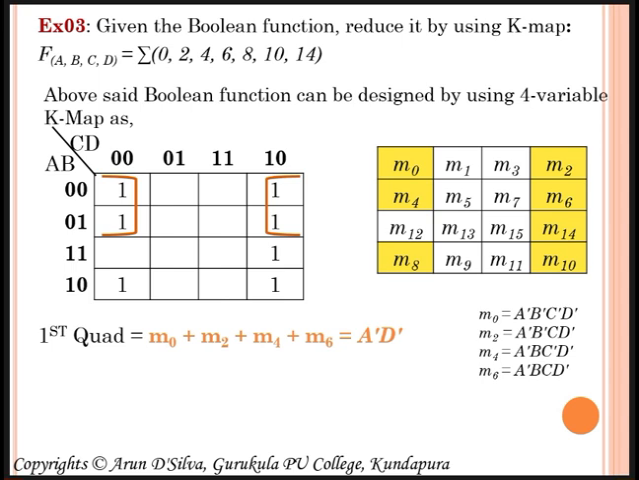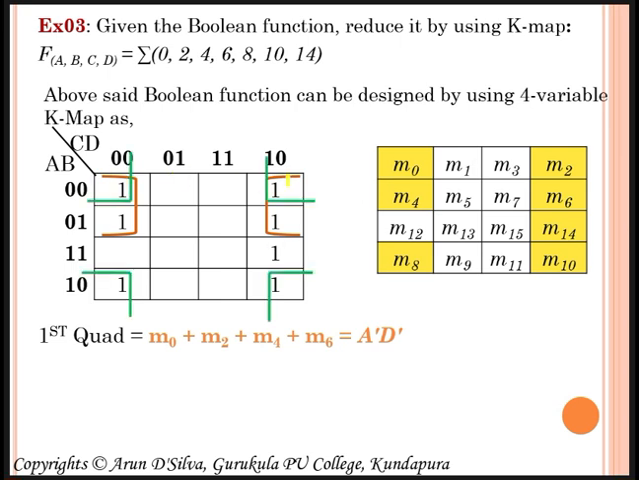Let me identify still more any quads are there. So here if I go, I'll identify one more quad, that is the four corners of the K-map. As I told you in the quad rule, the four corners we can make as a quad. So four corners, that is M0, M2, M8 and M10, I've treated as a quad.